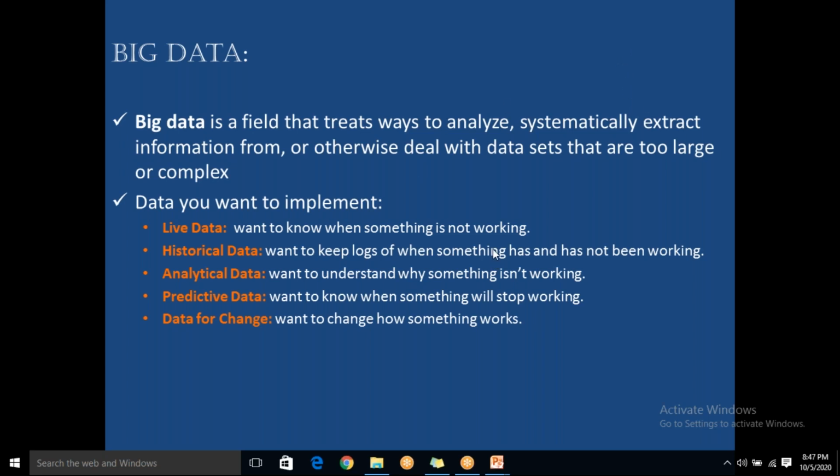So now we understood what is big data. It's basically analyzing big data sets or complex data sets in a systematic way. So we can analyze live data, we can analyze historical data, we can analyze all this data to understand why this is not working. Root cause analysis. We also want predictive data, which we need to generate. How can you generate this predictive data?